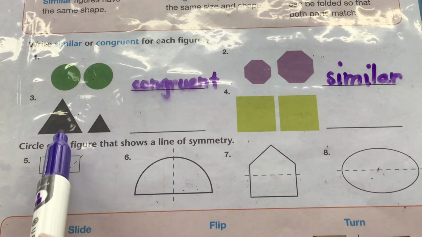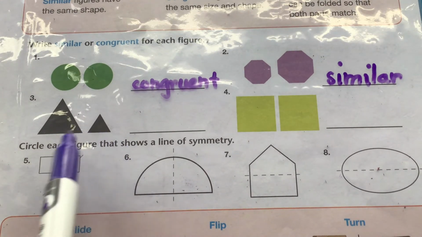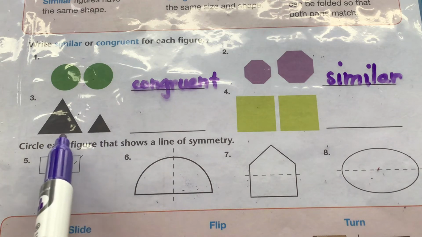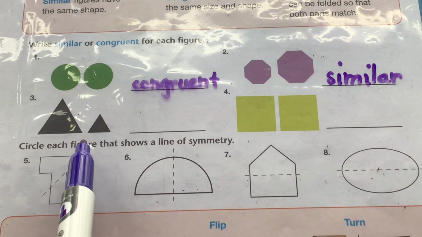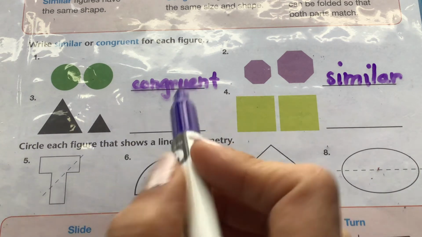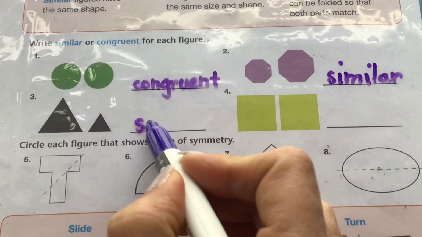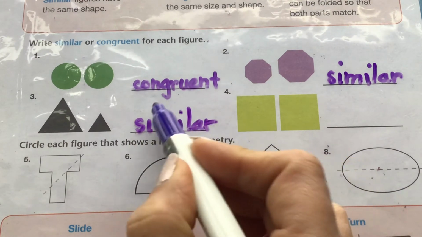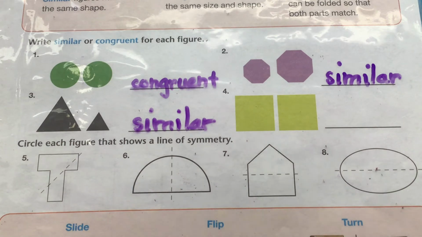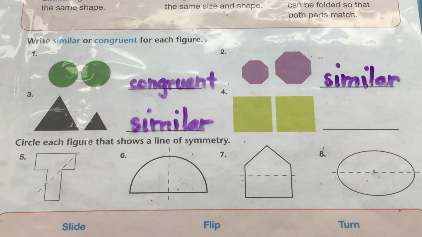We'll come down to number 3. Okay, what shape do we have here? We have triangles. All right, so they're both triangles. Are they the same size? No, one's larger than the other. So again, we can only describe these as similar, having the same shape, but being of different sizes.